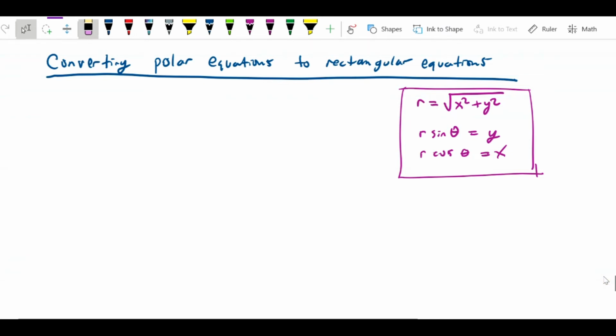So the next task is to convert polar equations into rectangular equations. This is often a little bit harder, and the reason is that we have these conversions. We've already seen that r sine theta equals y, r cosine theta equals x, and we can also make use of r equals the square root of x squared plus y squared.